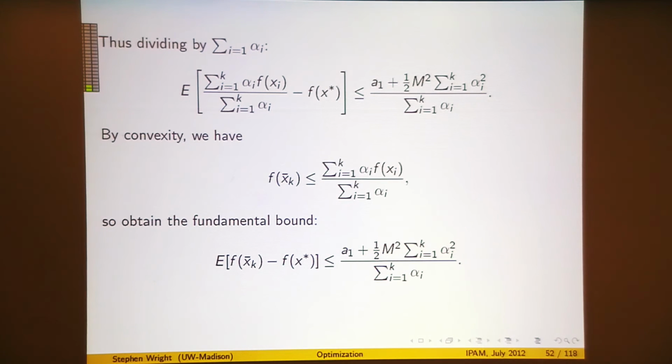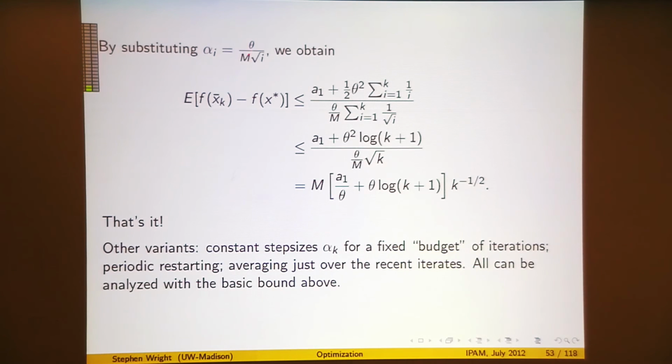Okay? So what I'm going to do now is plug in the expression for alpha_i, which is theta over m times square root of i. I'm going to plug it in, and then I'm just going to do some clever elementary bounding on the thing that results. Okay, how can I bound this? In the numerator, we've got this term, the sum from i equals 1 to k of 1 over i. How can I bound that?